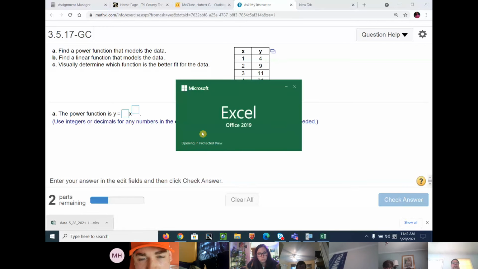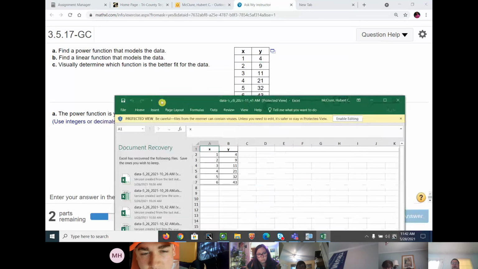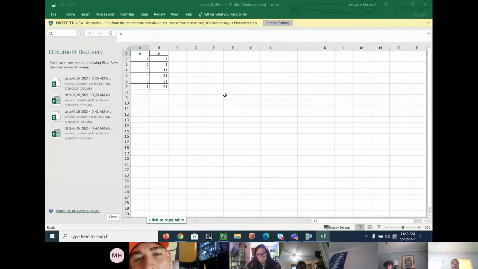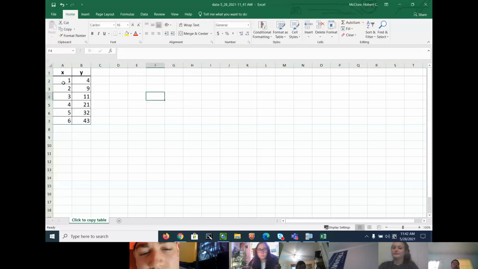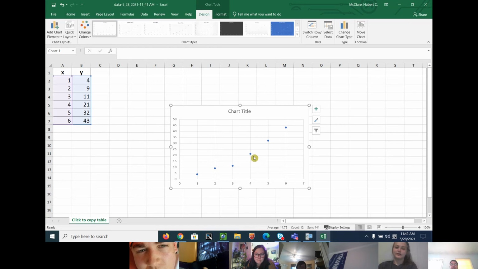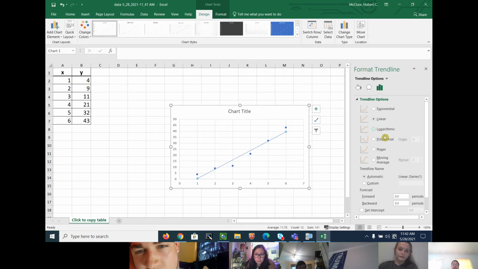You would do it in your calculator. And it says power, linear. Which one's better, power or linear? So let's look at both. Enable, and I'm going to highlight these. Let me make it bigger so y'all can see it. Okay, I'm going to highlight these, and I'm going to insert, and I'm going to draw a scatter plot, and there it is. And I'm going to hit add trend line, and I'm going to hit linear first, and you can see linear looks like that, but I'm going to hit power.